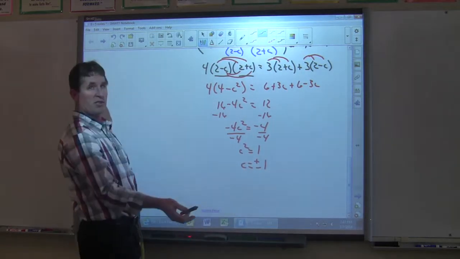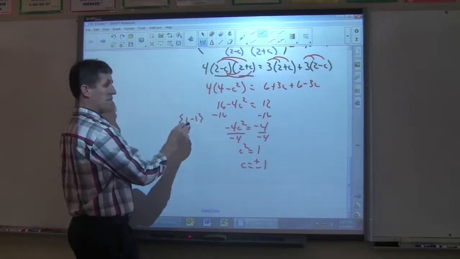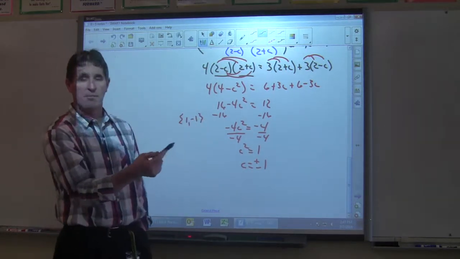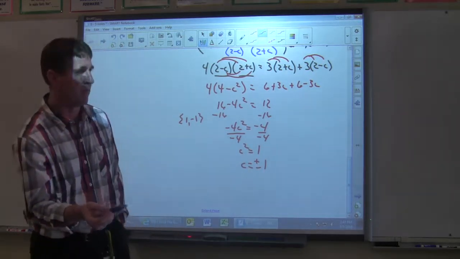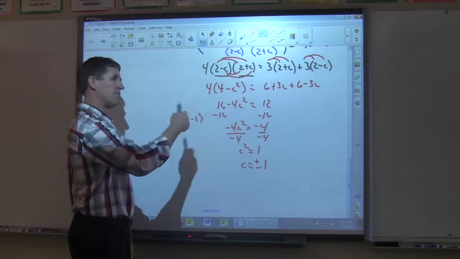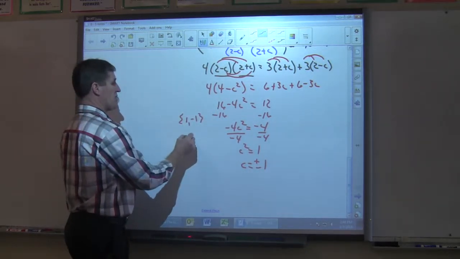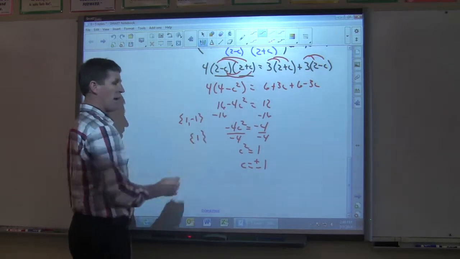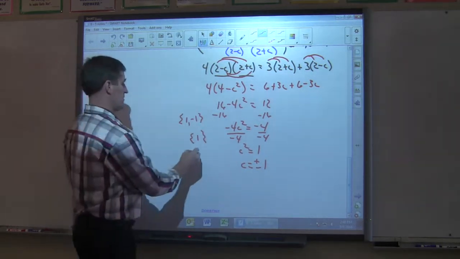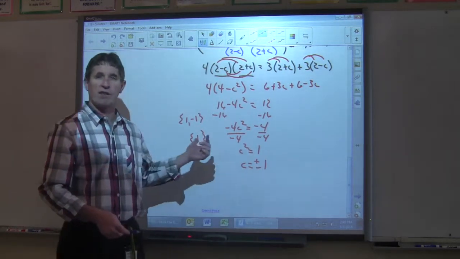But remember, this is a story problem. So right now we've got 1 and negative 1. But is it possible for the current to be minus 1 miles per hour? Well, no, because if it was minus 1, it'd have to be going the wrong way. So our answer in this case is 1 mile per hour for the current.